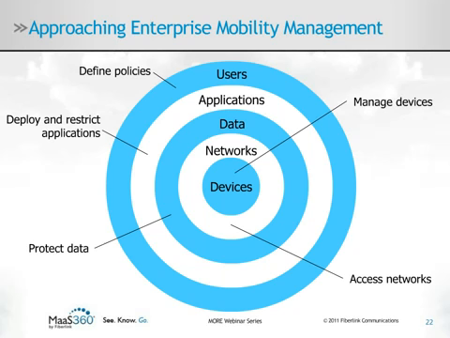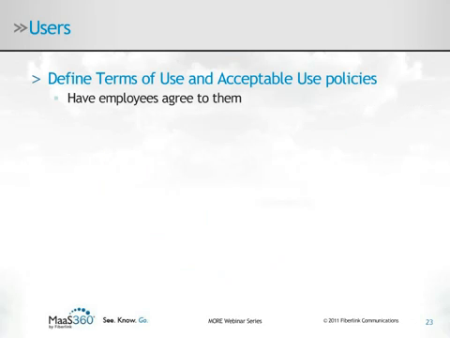So I've given you a brief introduction of the issues at each of the 5 layers of a classic model for enterprise mobility management. And now we'll talk in a little bit more detail about each level. For users, you must define sensible terms of use and acceptable use policies, and of course you have to have your employees agree to them.